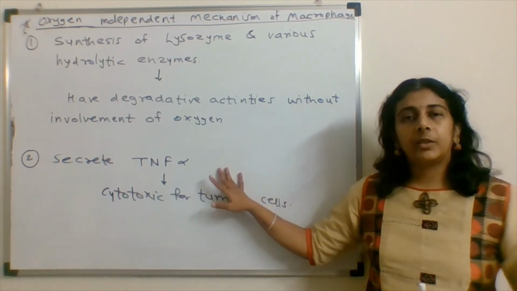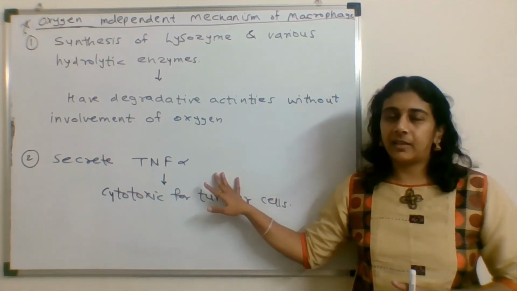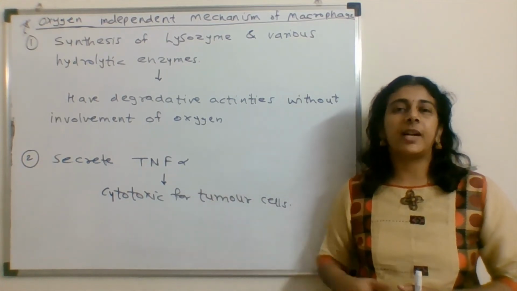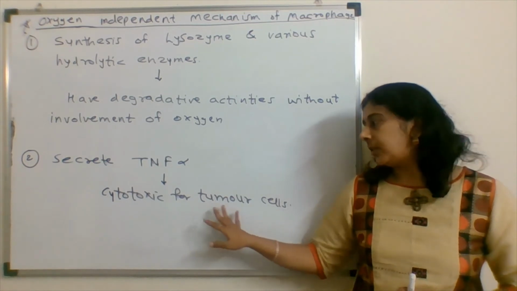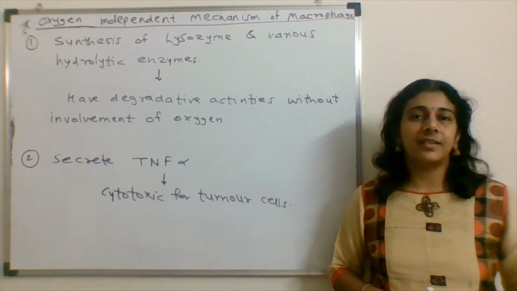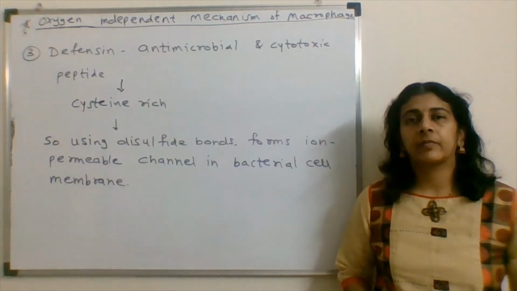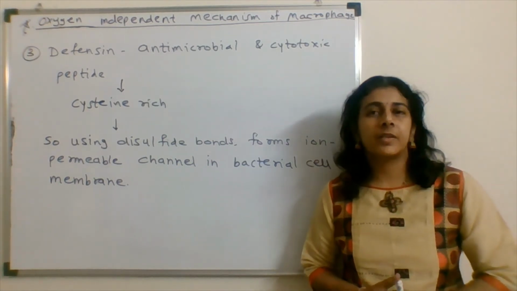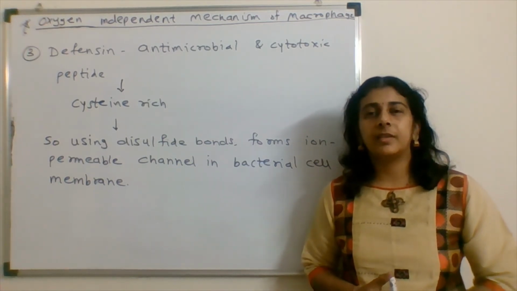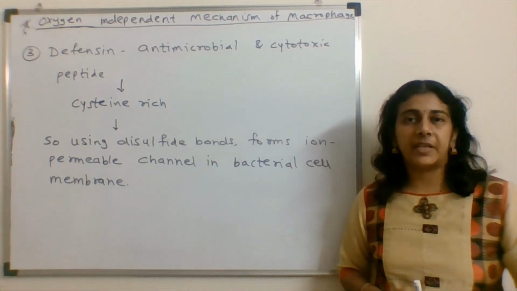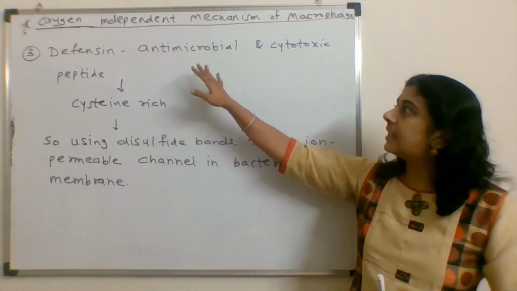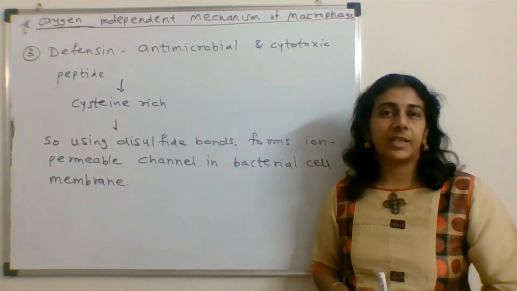Secondly, this includes tumor necrosis factor alpha. This is secreted by the activated macrophages and is cytotoxic for the tumor cells. The third oxygen independent mechanism includes the involvement of defensins. These are antimicrobial and cytotoxic peptides.